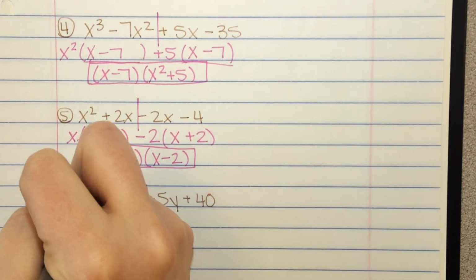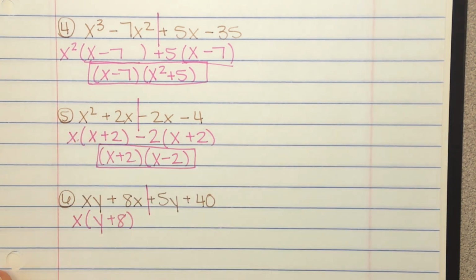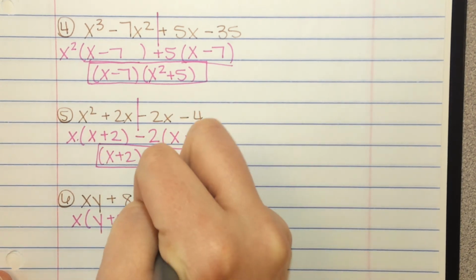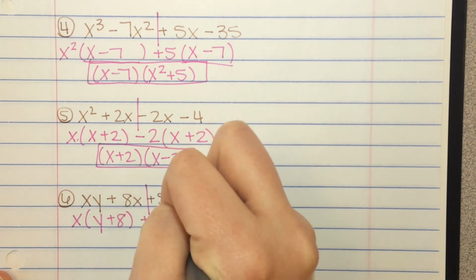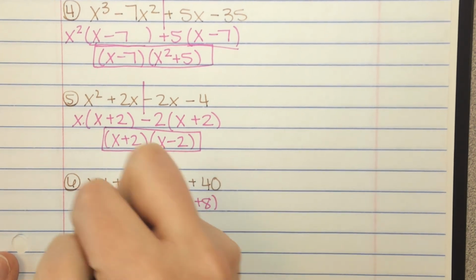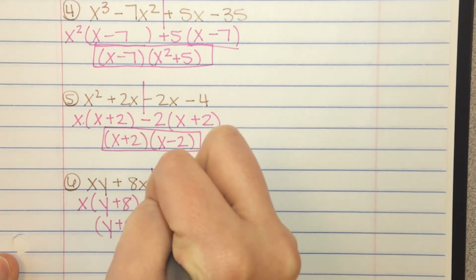So if you look at the first half, what do they have in common? An x. And what's left over? y plus 8. All right, on the second half, 5y and 40, we can pull out a positive 5. And we have y. 40 divided by 5 is 8. Again, those quantities match. So that's our common factor, y plus 8. And then we can bring down x plus 5.